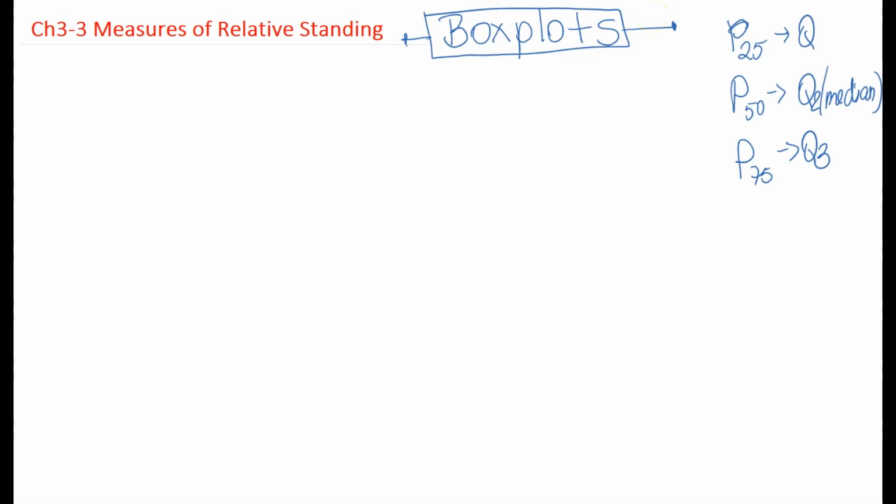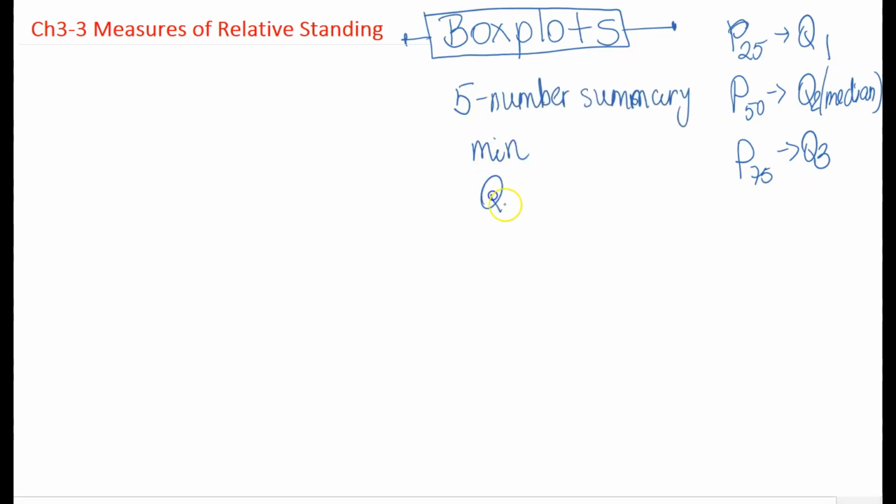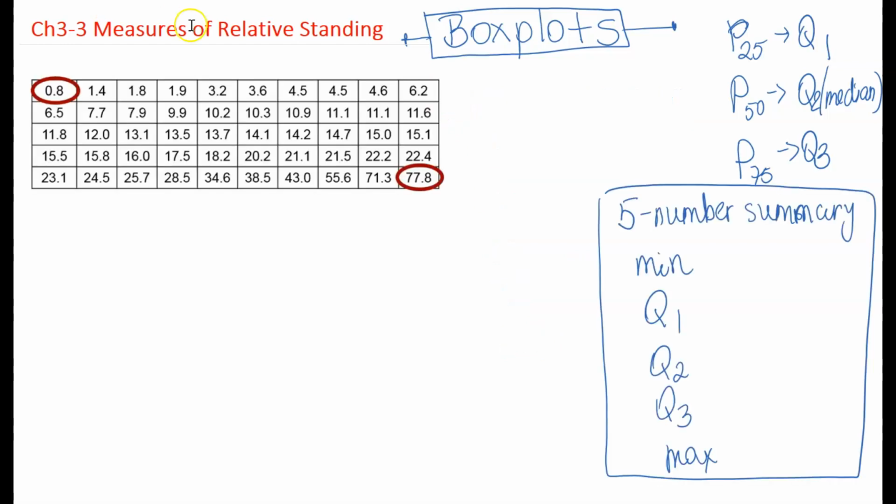In order to build a box plot, we'll need what's called a 5-number summary, which consists of the minimum value, quarter 1, quarter 2, quarter 3, and the maximum value in the dataset. We'll use the same example of Verizon data speeds to build a box plot. The minimum value is 0.8, the maximum value is 77.8.